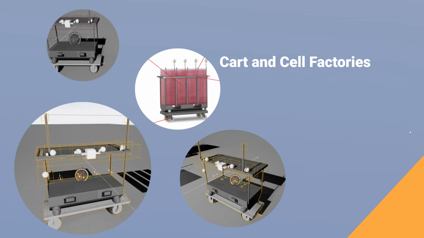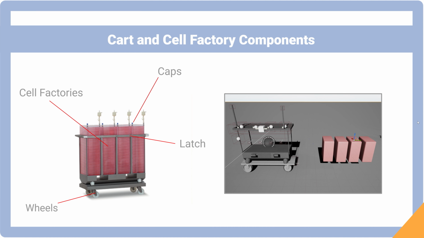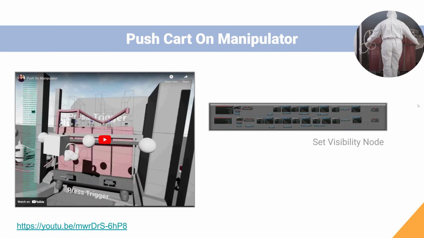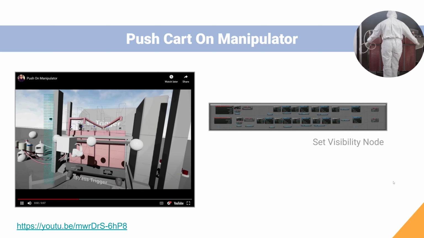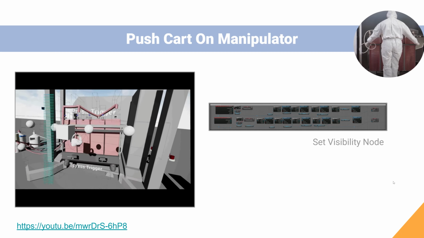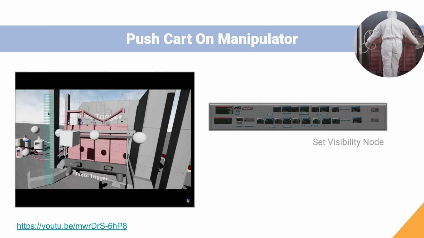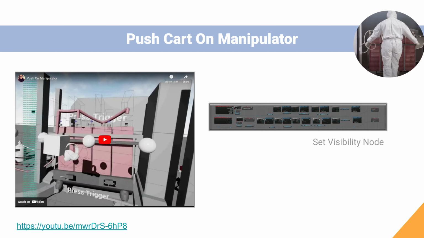Another important component of our game is the cart and cell factories. The components include the cell factories themselves, the caps, the latch, and the wheels. In our simulation, we need to be able to place the cart onto the manipulator. I am achieving this by using the set visibility node. Basically, it toggles the visibility on and off whenever the actor enters the collision box.